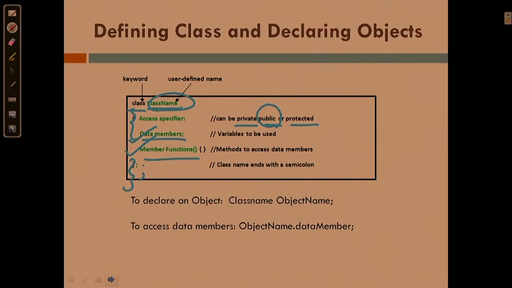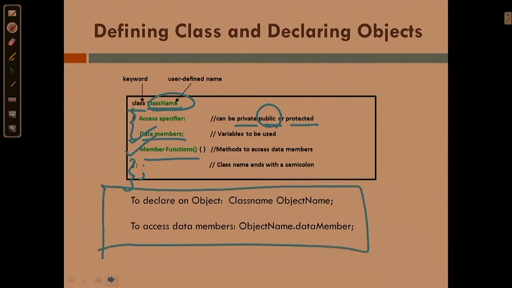Then, the next important thing is how to declare an object and how to access the data members. This is the rule. You have to remember the syntax of the object creation and how to access the data members. So the syntax is class name, space, object name. According to this example, this class name should be the same as this class name. For example, the class name I am writing here is A, B, C. So now the class name is ABC. Here I have to write ABC, space, object name. Object name could be anything. For example, I am writing the object name as O. So this is the syntax for declaring an object.